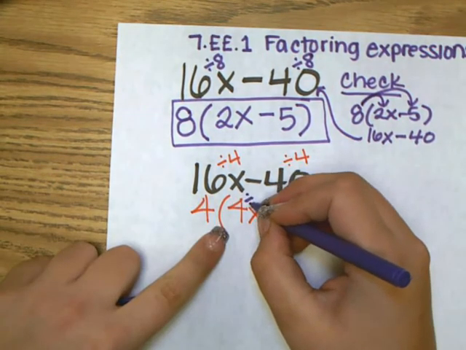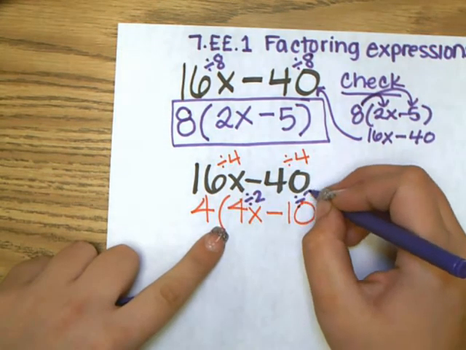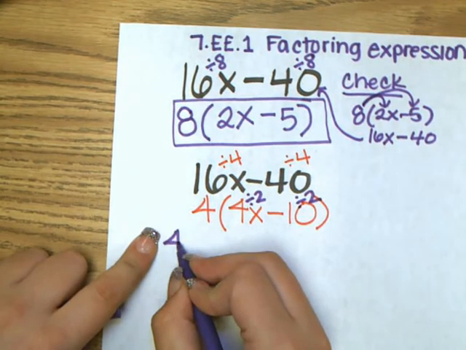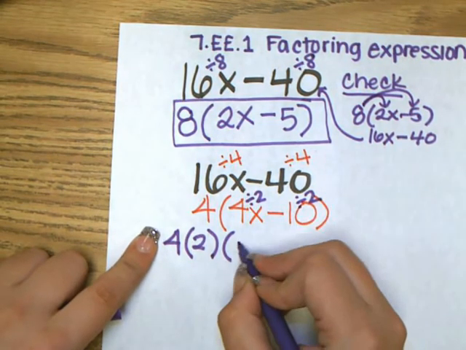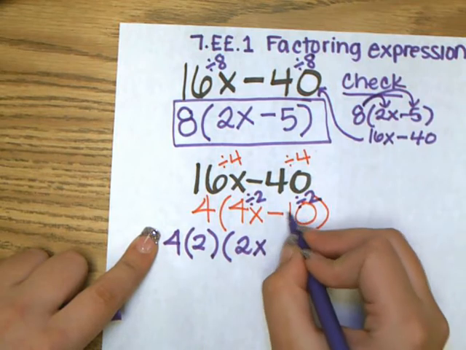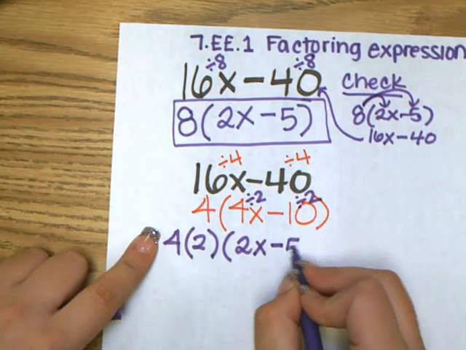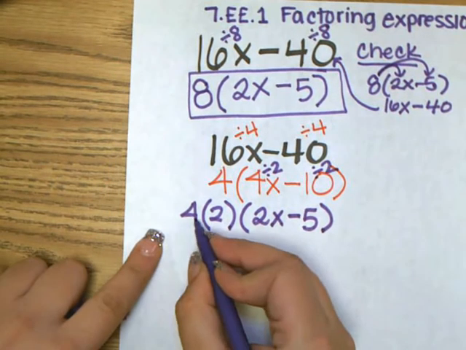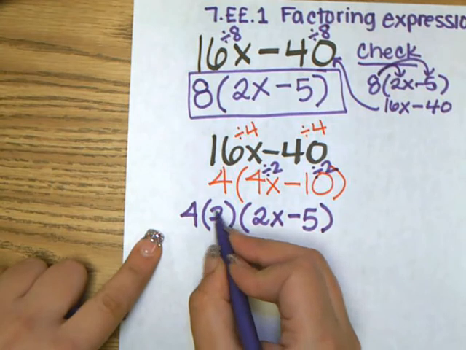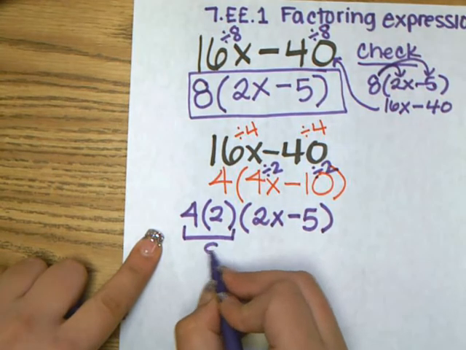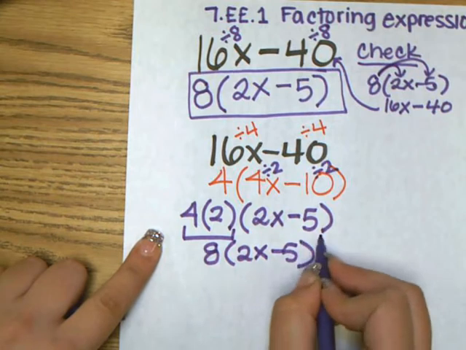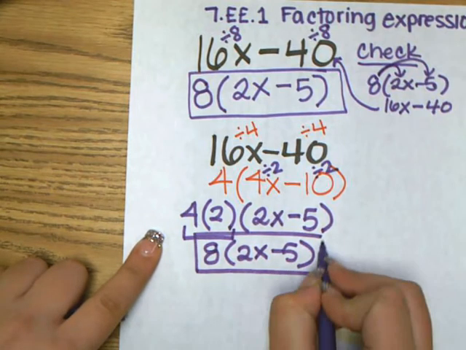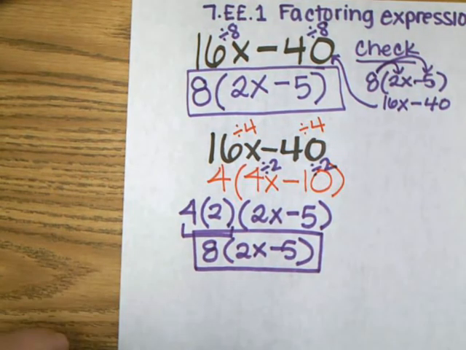So what you need to do is divide now by a 2. So now on the outside there's a 4 and there's a 2. So 4 divided by 2 is 2x, and negative 10 divided by 2 is negative 5. Then we have 4 and 2 as factors, which make 8. And now we have the factored expression.